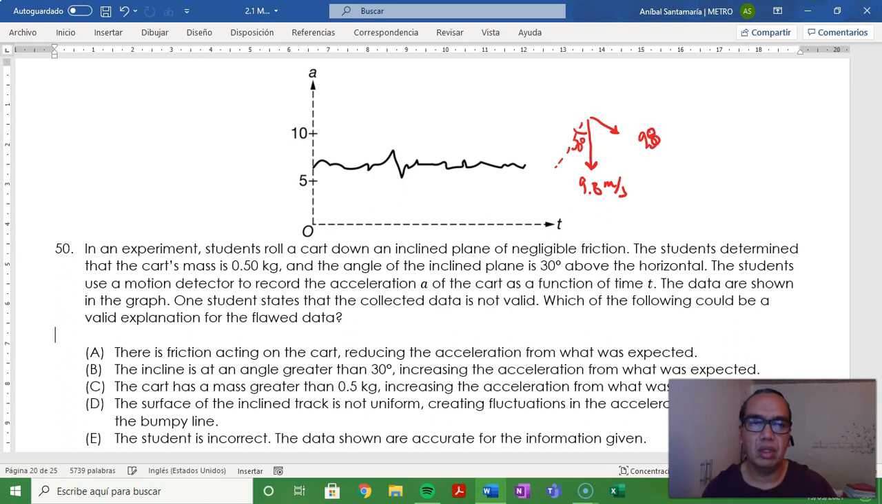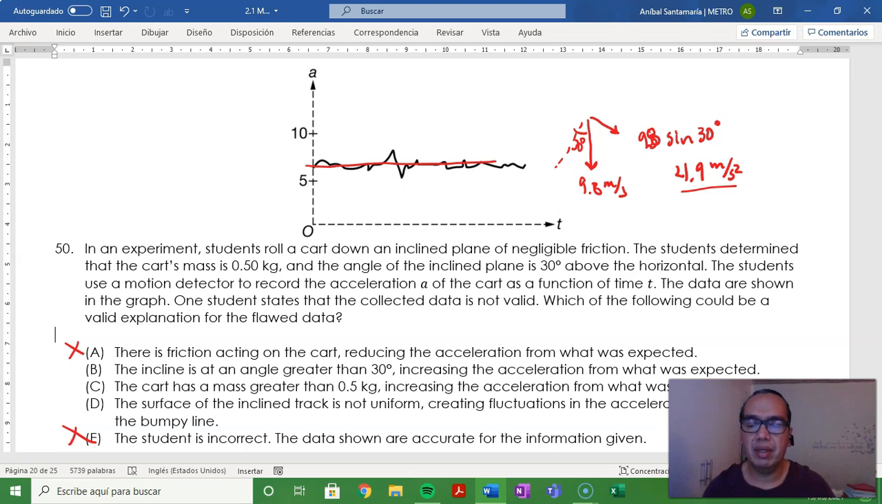So the actual value should be close to 4.9 meters per second squared, when in reality it is something closer to 6. Now, this means that option E is not really correct, and so we need to discuss reasons for this data not to be valid. In the first case, there is a friction acting on the cart reducing the acceleration from what was expected. Well, you can see that the expected one is actually lower, so this is not correct.